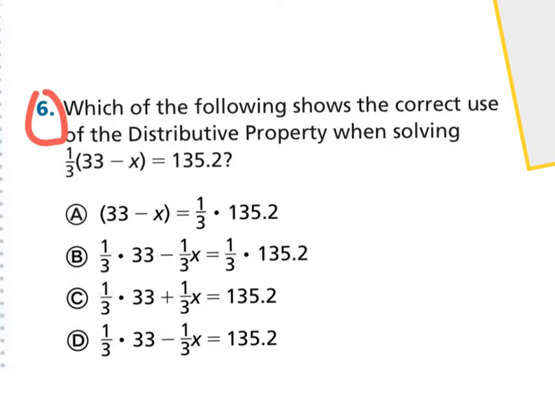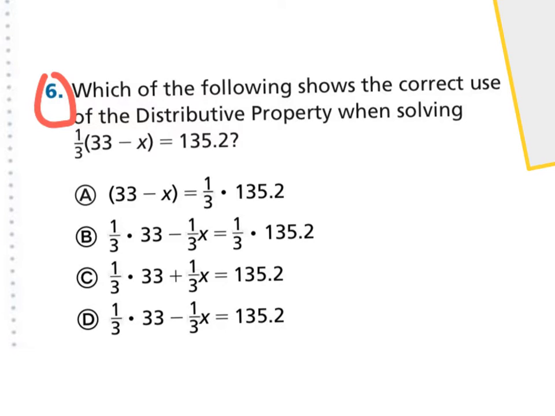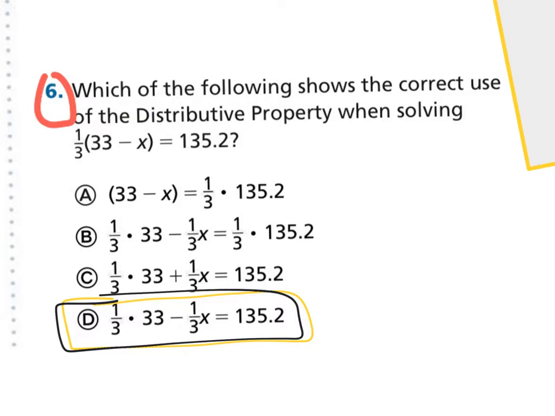So if we look at number 6, which of the following shows the correct use of the distributive property when solving this equation? So that would end up being answer choice D. They didn't add the opposite. If you want to do that, you can anytime on the subtractions here and just kind of double check what's happening.